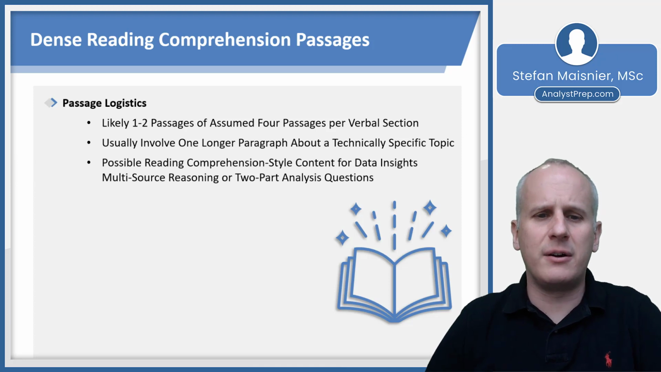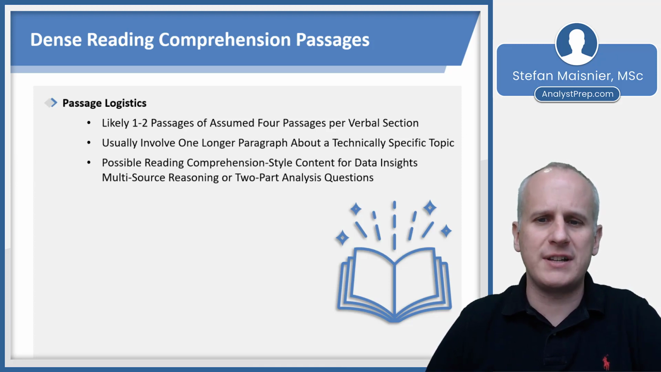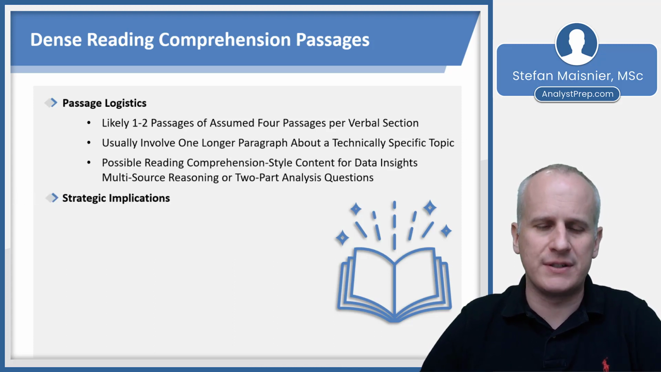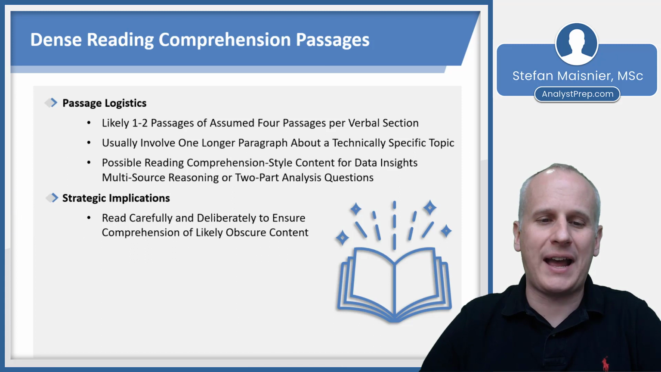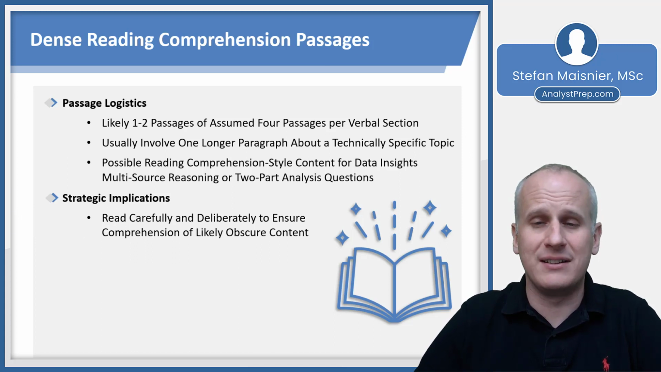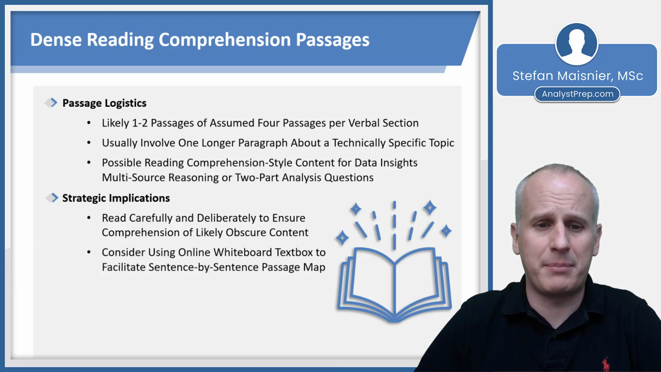And these are both possible reading comprehension style content, and it's also possible for reading comprehension style problems in the data insights, multi source reasoning, and 2-part analysis questions as well. Now, strategically, you have to read carefully and deliberately to ensure comprehension of what is likely to be a relatively obscure topic. You will consider using the online whiteboard text box to facilitate a sentence by sentence passage map.